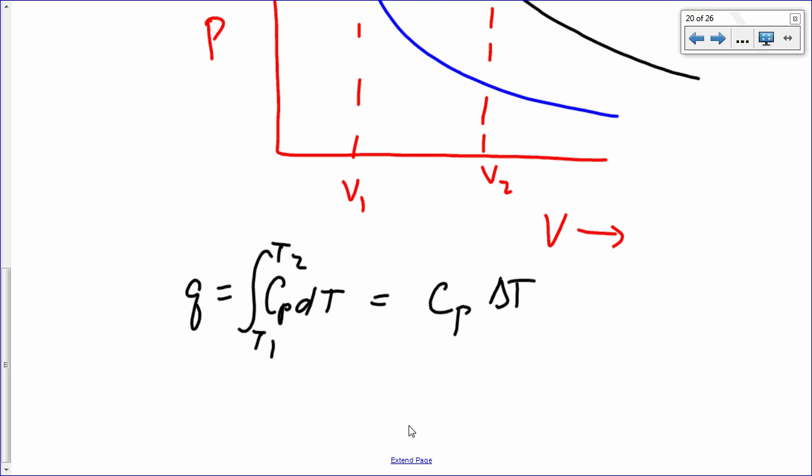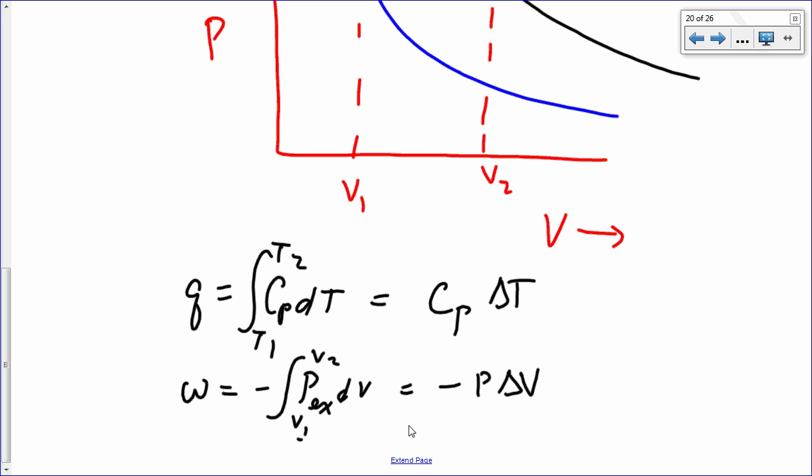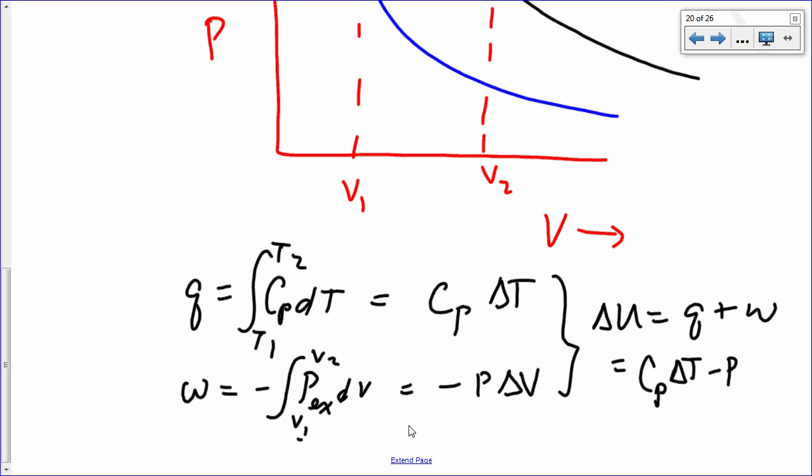Right? And our W is the negative integral of P external dV from V1 to V2, and our external pressure is the same as our pressure, it's constant. So it's minus P, which I can pull out of my integral, and then the integral of dV is V, evaluated from V1 to V2, so minus P delta V. So that's your Q plus W. So delta U in this case is Q plus W. You say it's Cp delta T minus P delta V. Right?